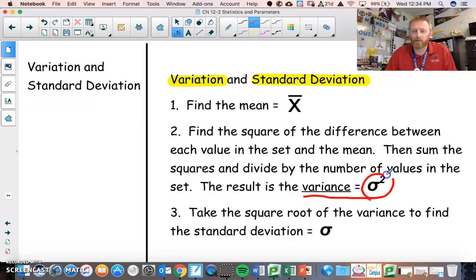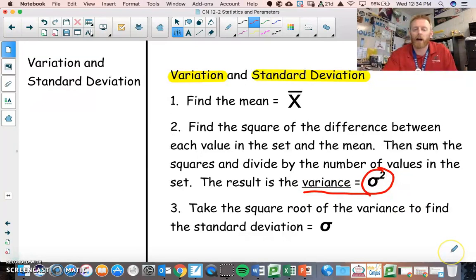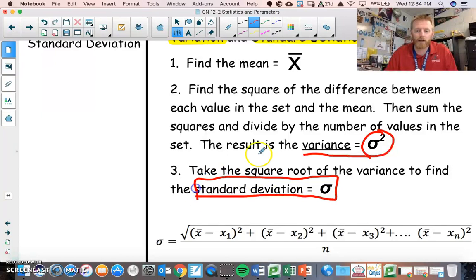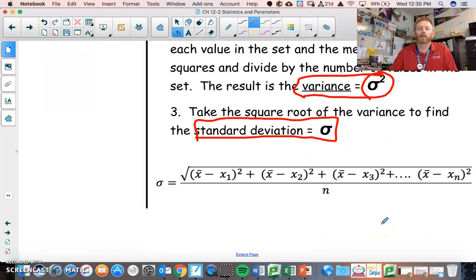This symbol right here means to find the variance. Now, after we find the variance, we can take that number and square root the variance to find the standard deviation. So standard deviation is shown with this symbol. So if you're looking for a variance, it's that symbol squared. Standard deviation is just that symbol. So this is the formula that we're going to use. So we take the mean minus the first number, square it, plus the mean minus the second number, square it, plus the mean minus the third number, square it, so on and so on and so on, and then divide by the number of numbers. The entire thing gets a square root, and that's going to make this easy for us.